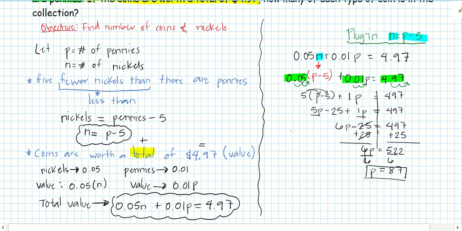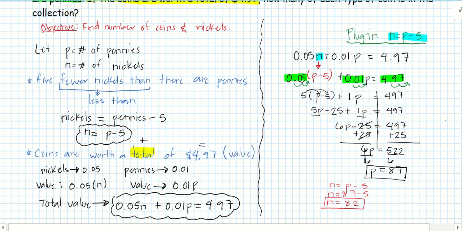Now we want to find nickels as well, right? So for the nickels, I'm going to go back to n equals p minus 5. Remember, there are 5 fewer nickels than there are pennies, right? So n equals 87 minus 5. So n equals 82.